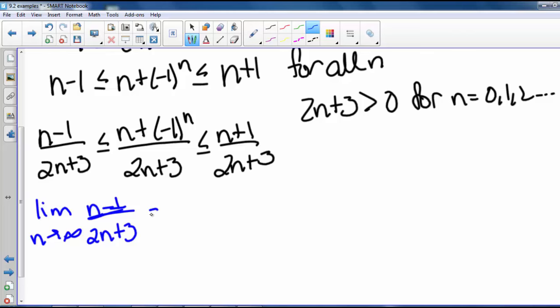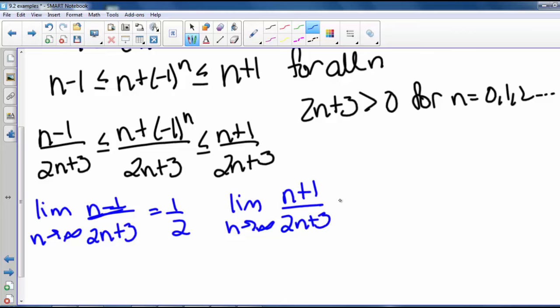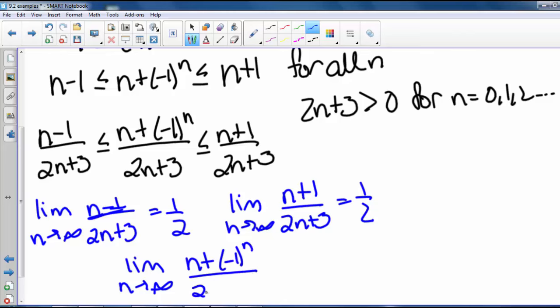And we'll find that this limit equals 1/2, and the limit as n goes to infinity of n plus 1 over 2n plus 3 is also 1/2. So since these are equal, the limit as n goes to infinity of n plus negative 1 to the n over 2n plus 3 equals 1/2 by the squeeze theorem.